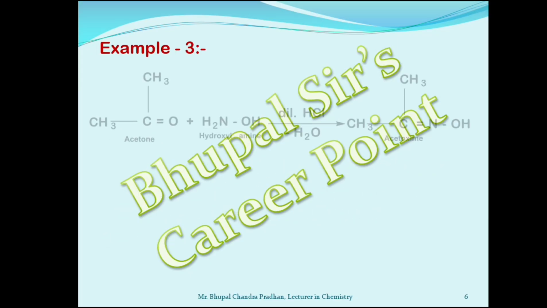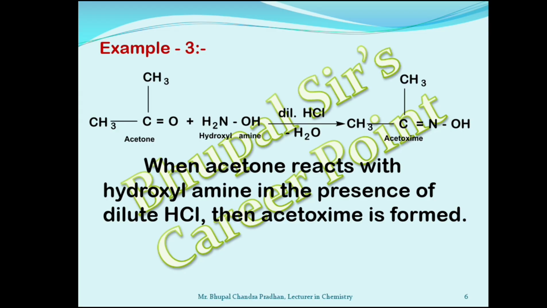Now, let us come to example 3. We have to take 2 CH3 groups. Then it will become acetone. When acetone reacts with hydroxylamine, then a water molecule will be eliminated by the carbonyl oxygen of acetone and H2 of hydroxylamine, and give us acetoxime. Thus, in the statement we have to write down: when acetone reacts with hydroxylamine in the presence of dilute HCl, then acetoxime is formed.